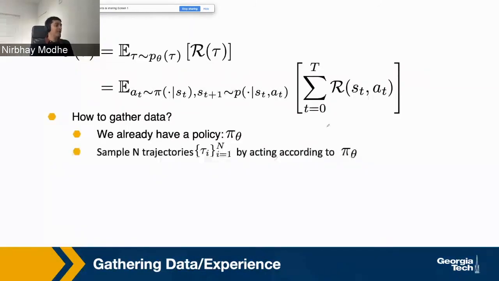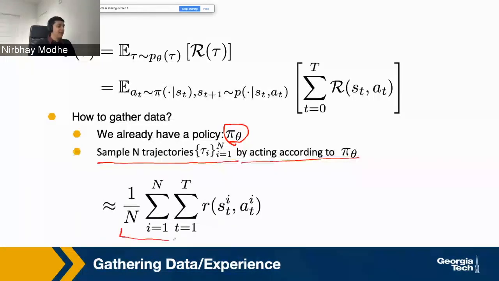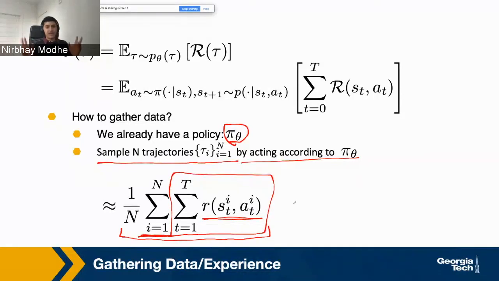So given that you've already defined a policy, pi theta, what we're going to do is sample trajectories given the policy pi theta by acting according to pi theta. Let's say we've sampled n possible trajectories, and for every single trajectory, you have the reward that you got at every single time step. So this first summation is going to add up all the reward for a trajectory, and the second summation is going to add up all my trajectories. So now you can think of this as a mini batch of data, where given I've sampled some n trajectories, I can estimate the reward I got following the current policy pi theta.